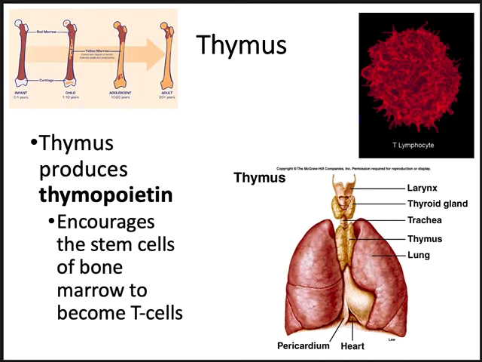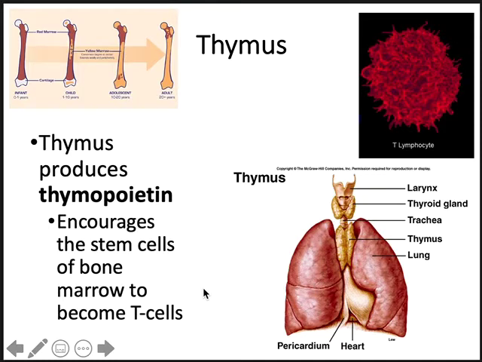Okay, but we do still have red bone marrow as adults. It's just mostly going to be in the flat bones, like the rib cage. Okay, and not so much in your long bones. Okay, you learned all that in anatomy, right?